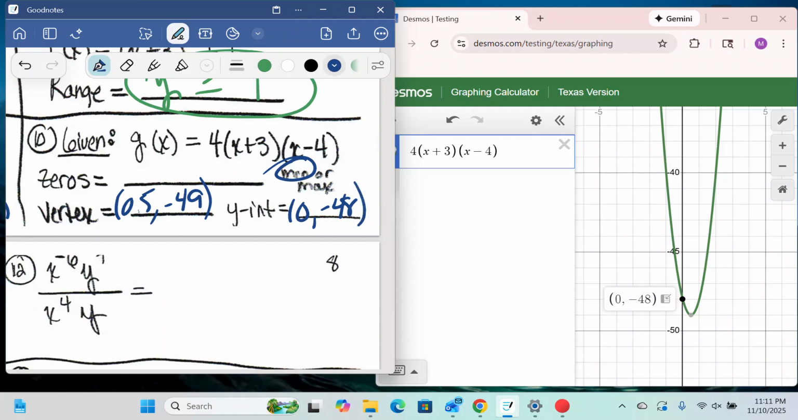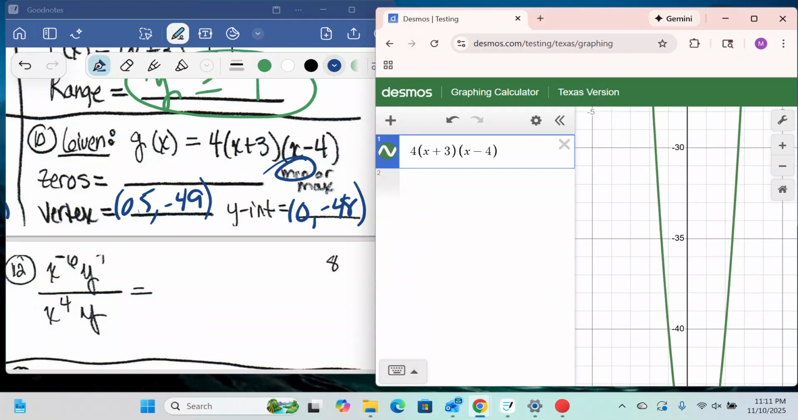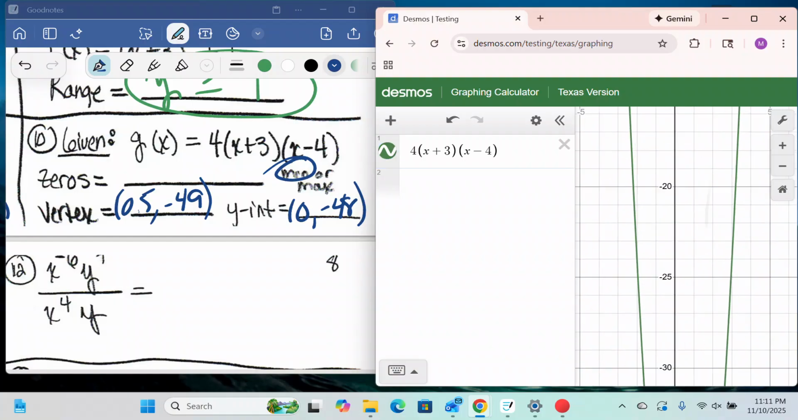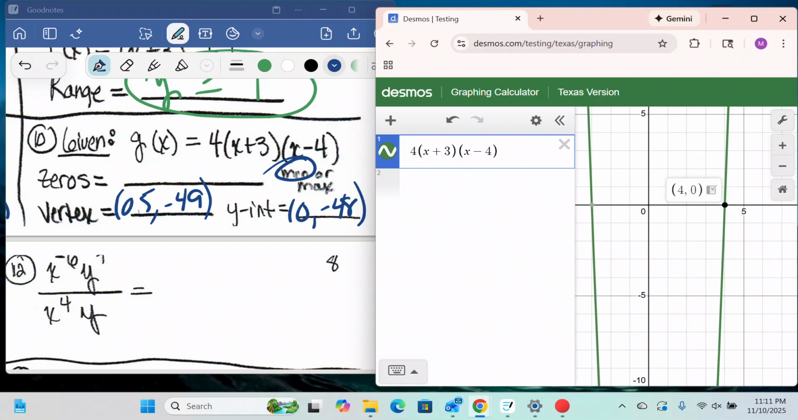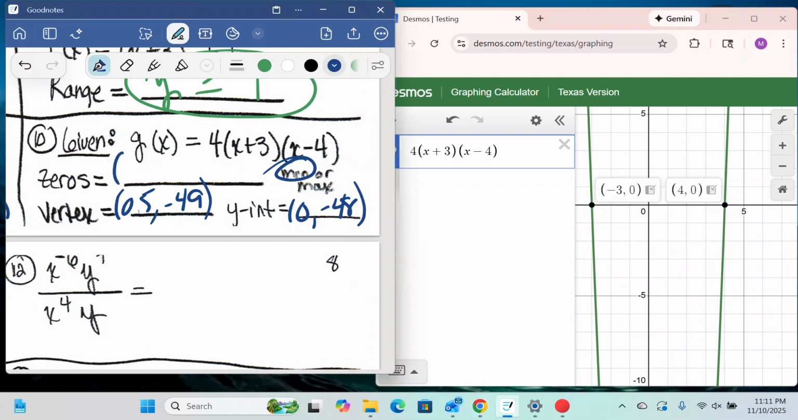And then I want to find my zeros. I have to move the graph up, and I have to keep on going up. There it is, where it crosses my x-axis. And I have 2 x-intercepts, which are negative 3, comma 0, and 4, comma 0. And my zeros can also be negative 3 and positive 4. So that is number 10.